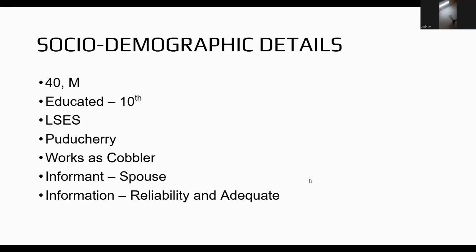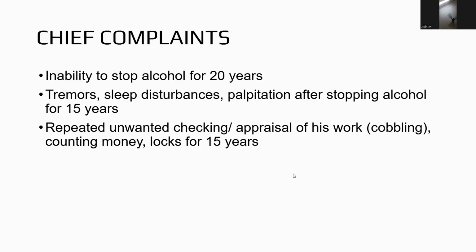Okay, this is the case of a 40-year-old male, educated till 10th standard, from lower socioeconomic status from Puducherry. He works as a cobbler and the informant is his spouse. Information is reliable and adequate. Next slide. His chief complaints are inability to stop alcohol for 20 years, tremor, sleep disturbance, palpitation after stopping alcohol for 15 years, and repeated unwanted checking or appraisal of his work, especially work-related cobbling, counting of money and locks for 15 years.